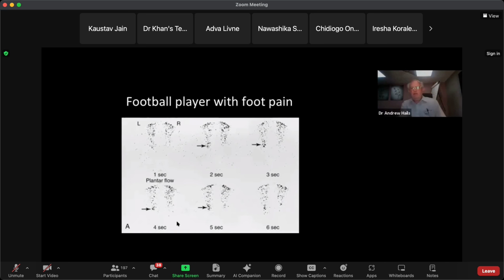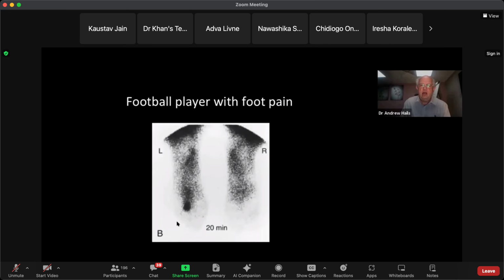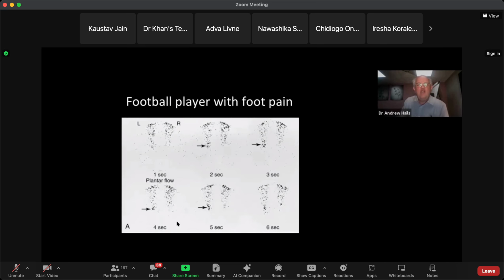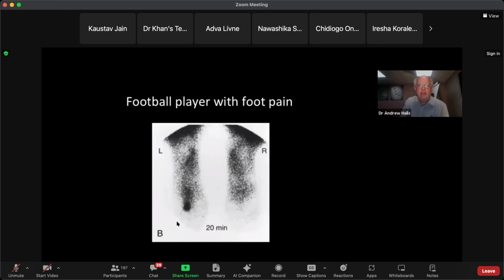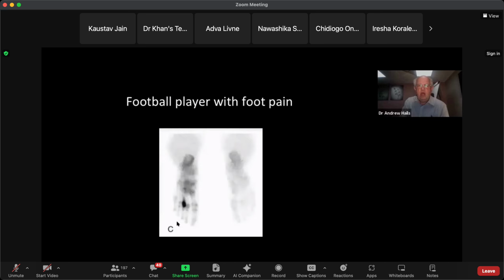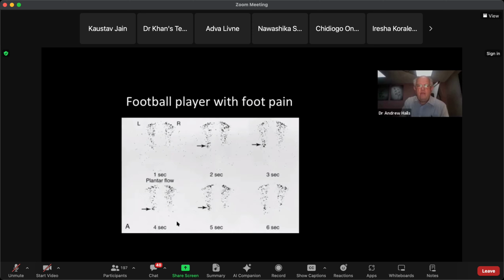Okay, so I think I'm on the same person. So we've got a football player here with foot pain, and I've got those images, and those images. Right, okay, sorry, I can't remember what my slide show. So I've got a football player with foot pain. I've got 3 sets of images. Would you like to comment on this football player?